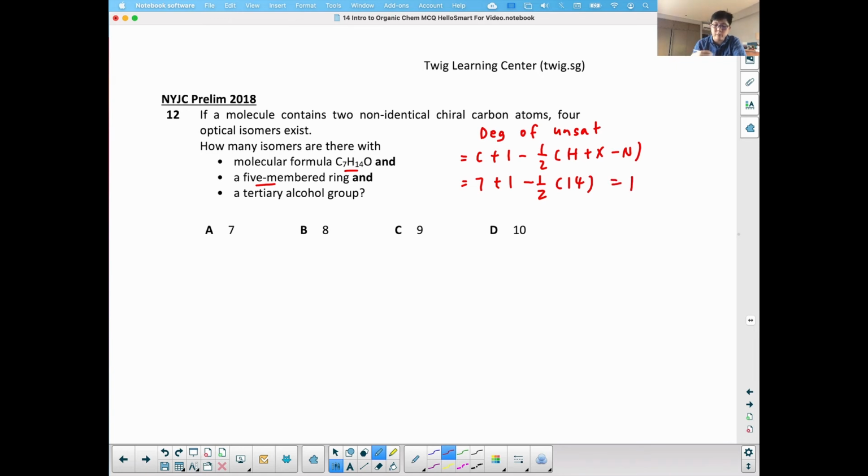Okay, so there's probably just a ring. There's a 5-membered ring, there's no more double bond. So it's a 5-membered ring. I'm going to draw this.